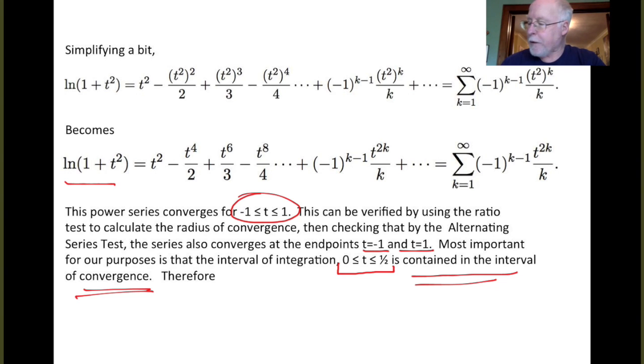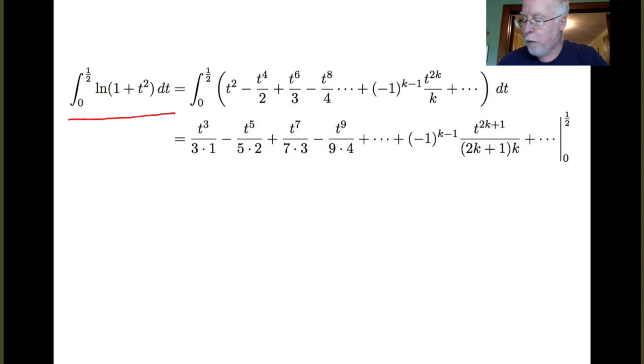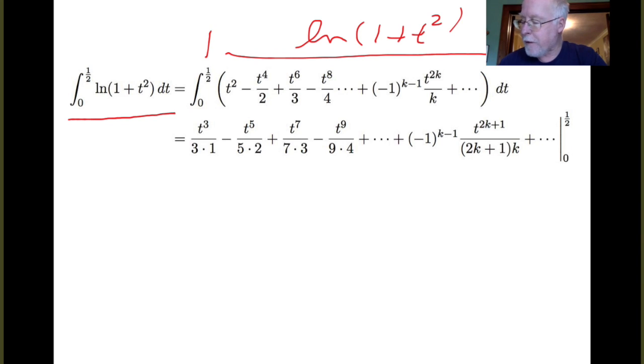Okay, now that we have that, let's do the integration. So we now just put an integral sign outside our series relation from before. So here's the problem, integral 0 to 1/2 log 1 plus t squared dt. And since this is the series for log of 1 plus t squared, we can put the integral in front of that and the dt behind.